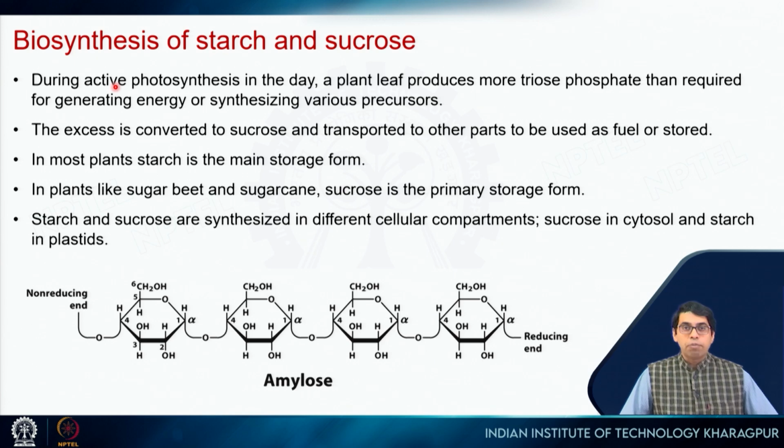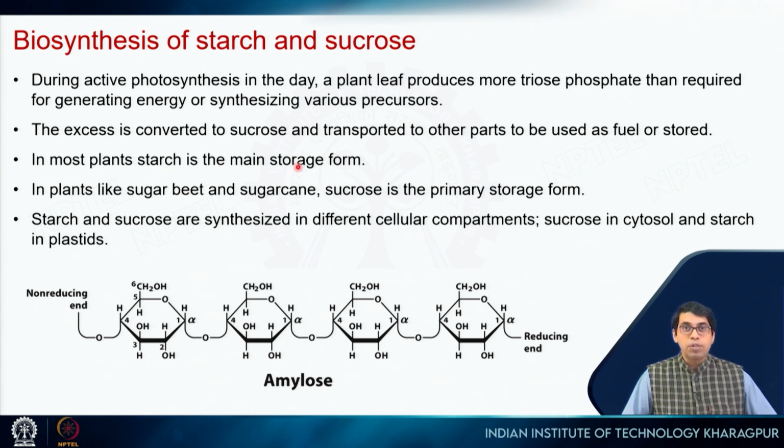Okay. So, the last part that we will see is the biosynthesis of starch. So, during active photosynthesis in the day, a plant leaf produces more triose phosphate, which is glyceraldehyde 3-phosphate, than it requires for generating energy or producing other biosynthetic pathway materials, right. So, the excess molecules are converted to sucrose and transported to other parts of the plant to be stored or be used as fuel, and another part is stored as starch.